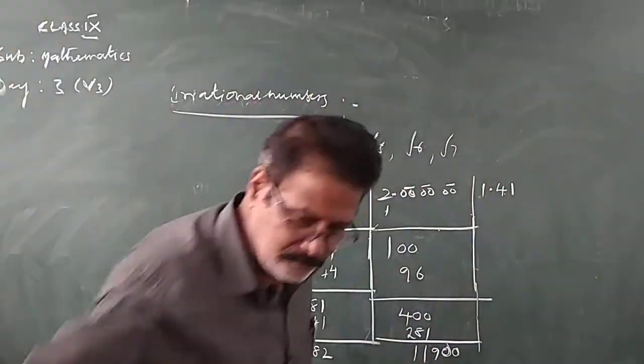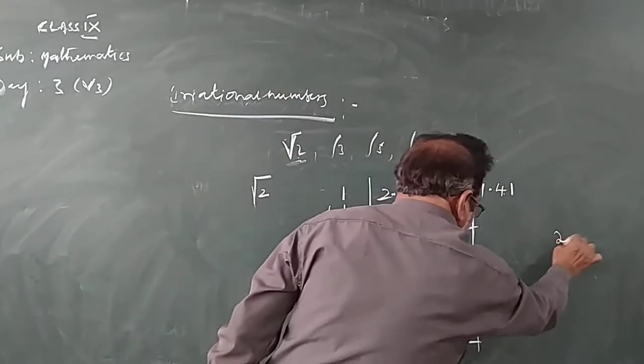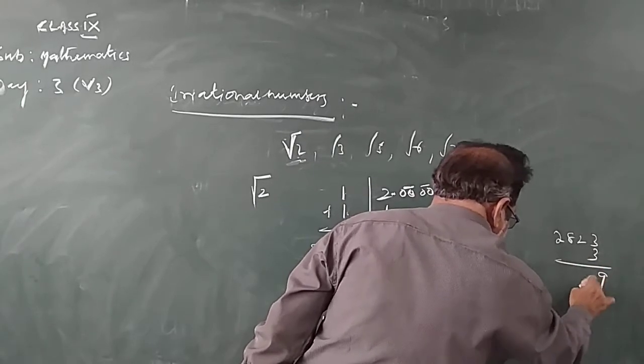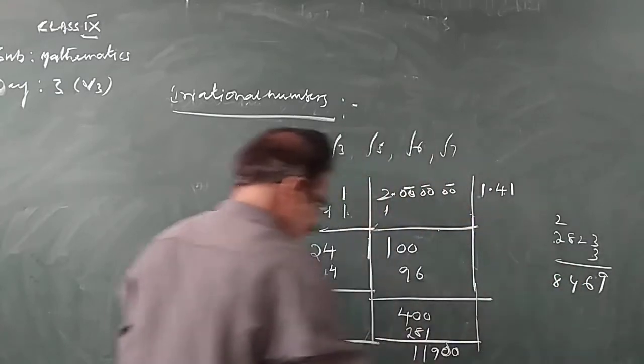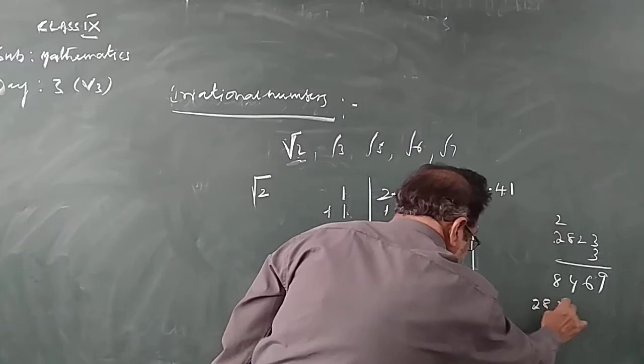Beside 282, write 3, multiply with 3. 3 2 is 6, 3 8 is 24, 3 2 is 6, 68. 8,469. Here 11,900. Beside 282, write 4.